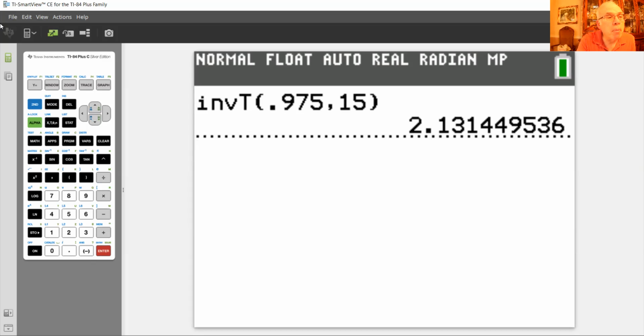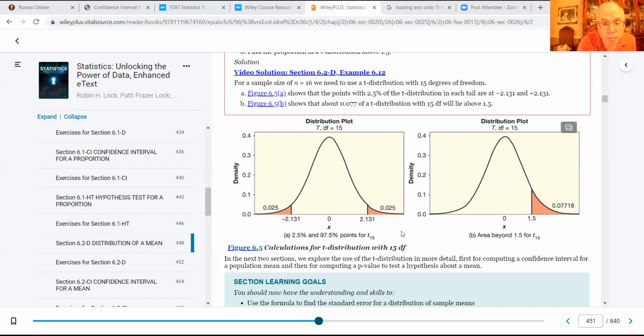Back to the textbook. We have 2.131 approximately. There it is, 2.131. And of course, I said that the left one would just be the negative. It's like a standard normal. It's symmetric. All right. So that's how you do it. You use degrees of freedom, but it's done exactly the same way as an inverse normal, except you use degrees of freedom instead of a mean of 0, standard deviation of 1. It's pretty easy to use.